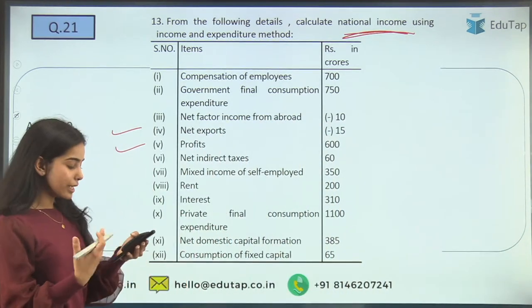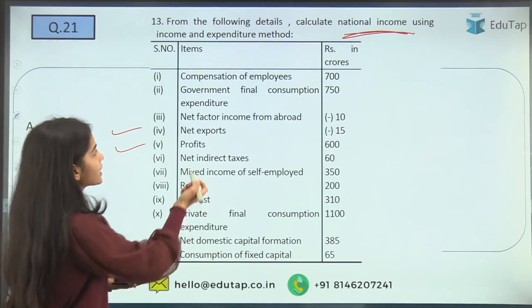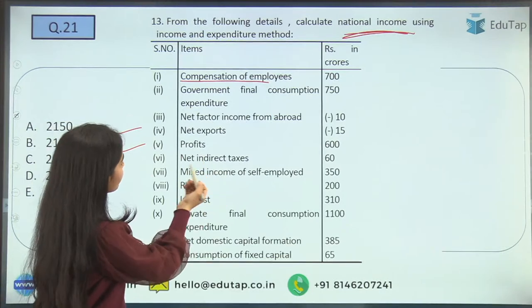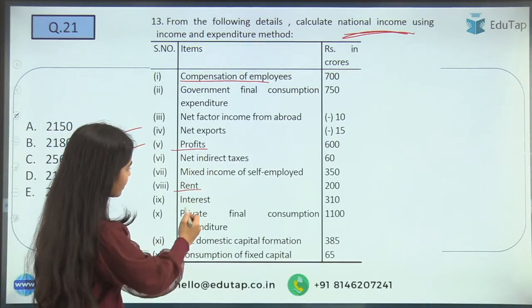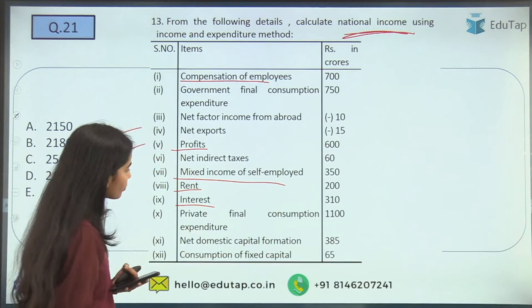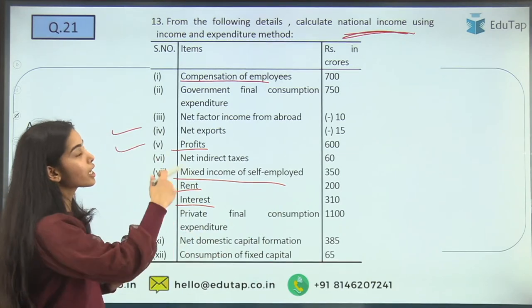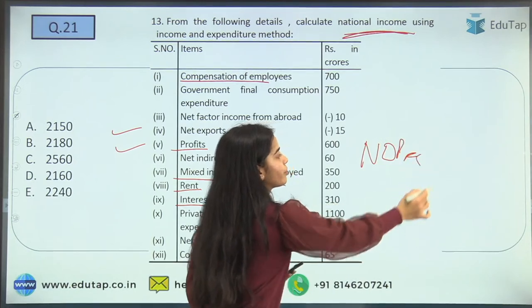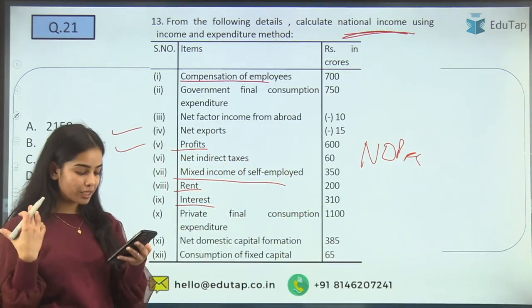Okay, so let me start with the income method. That is, the compensation of employees comes under the income method. The profits, rent, interest, mixed income of self-employed, this comes under the income method. And what does income method calculate? NDPFC. NDPFC is the one that income method calculates.